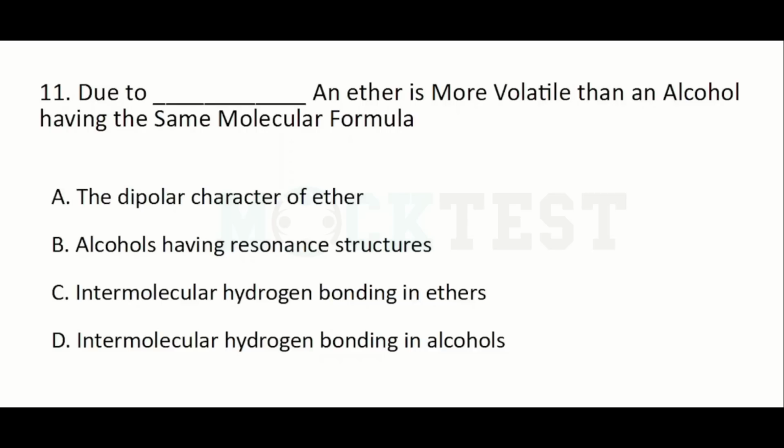Due to dash, an ether is more volatile than an alcohol having the same molecular formula. Option A, the dipolar character of ether. Option B, alcohols having resonance structures. Option C, intermolecular hydrogen bonding in ethers. Option D, intermolecular hydrogen bonding in alcohols. Answer is option D. Due to intermolecular hydrogen bonding in alcohol, an ether is more volatile than an alcohol having the same molecular formula.